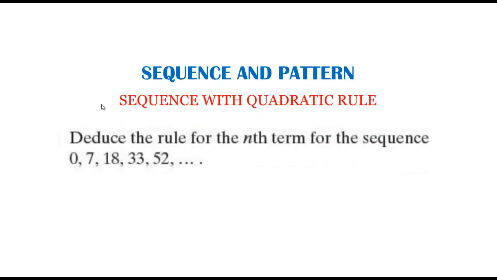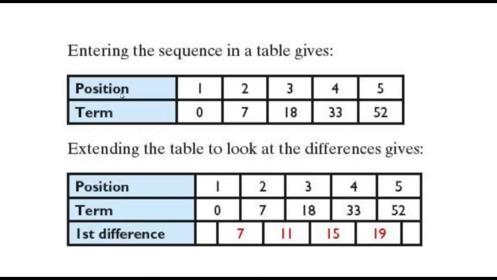We are going to discuss how to find the nth term of a quadratic sequence. This is a sequence. We have to deduce the rule for the nth term for the sequence given here. For understanding purposes, I have entered the sequence in this table form. This second row is the sequence itself, and the first row is the position of each term of the sequence. The first term is 0, the second term is 7, and the third term is 18, like this.